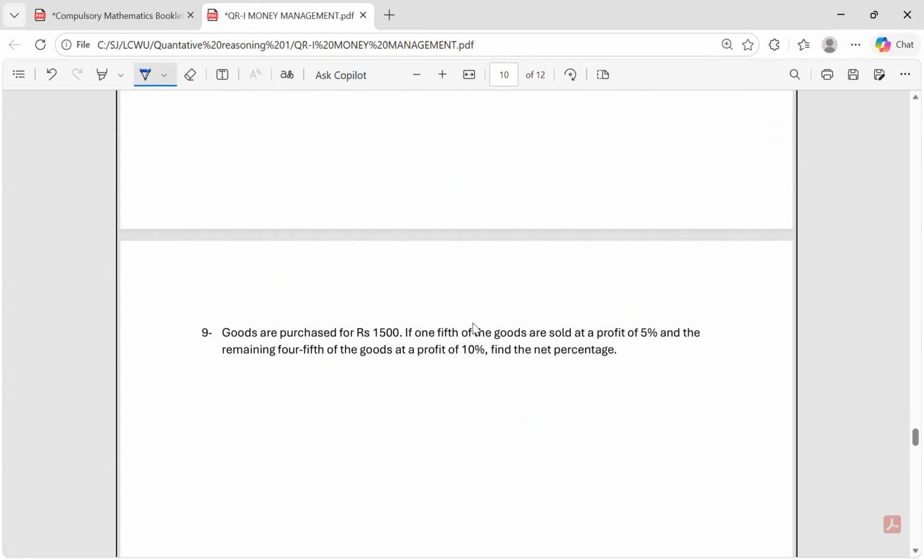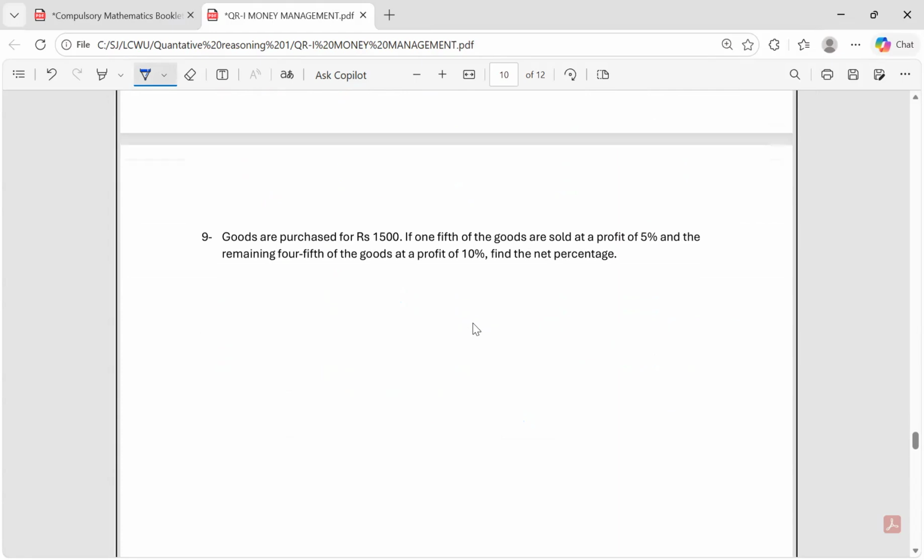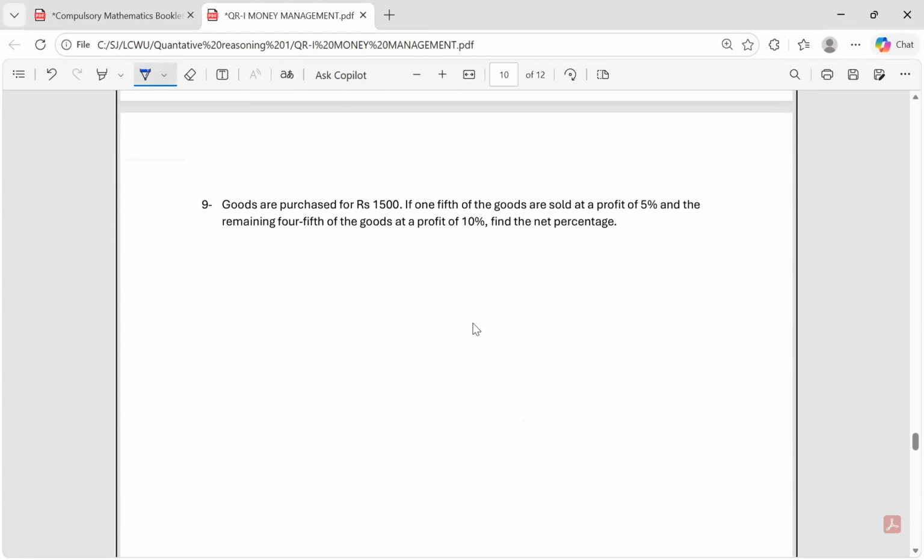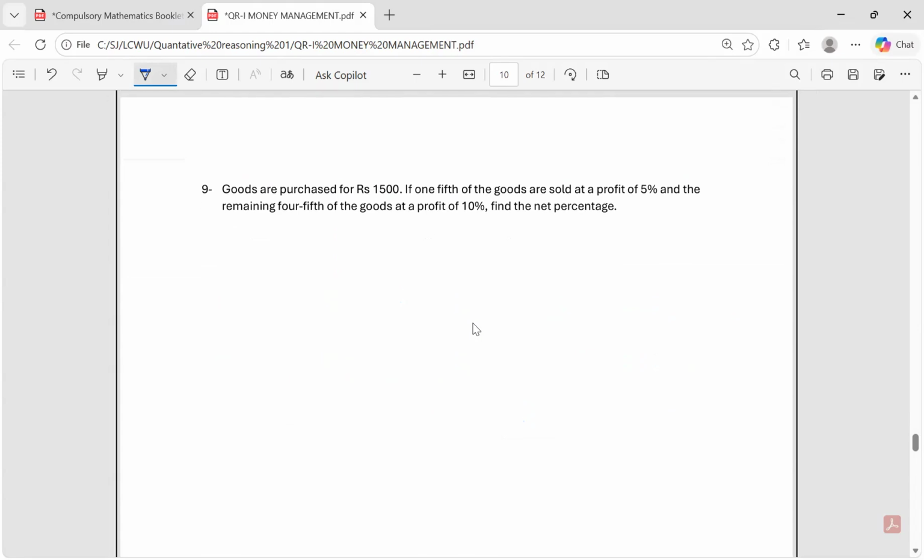Next question 9. Goods are purchased for rupees 1500. If 1/5 of the goods are sold at a profit of 5% and the remaining 4/5 of the goods are sold at a profit of 10%, find the net profit percentage.